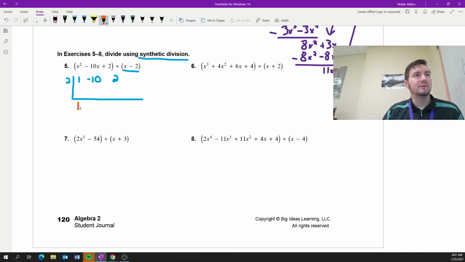Multiply these. 2 times 1 is 2. Add these. -10 plus 2 is -8. Multiply this right here times -8. 2 times -8 is -16. Add again, we have -14. And this is your answer.